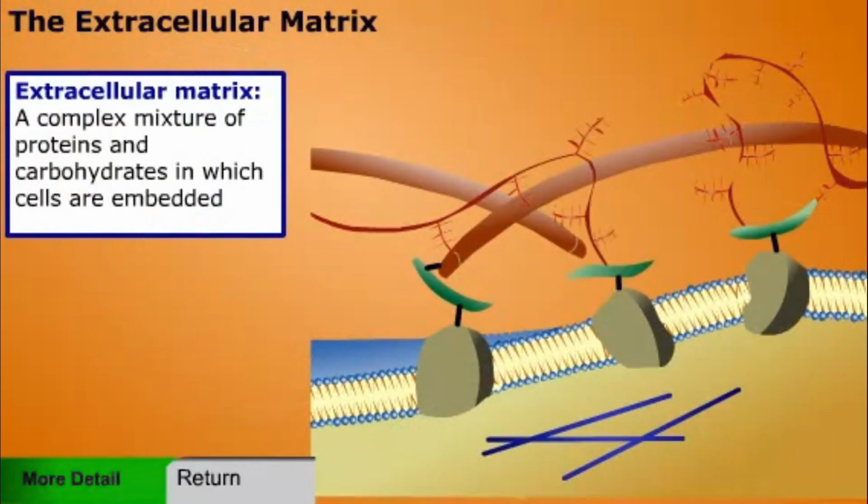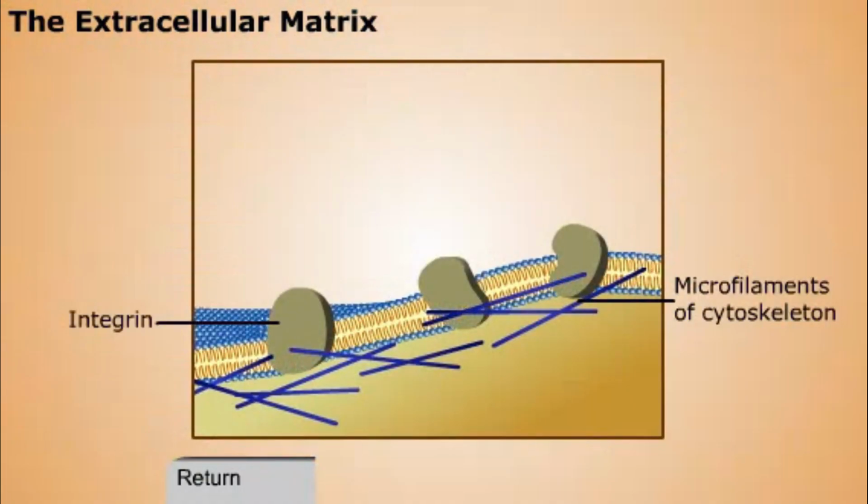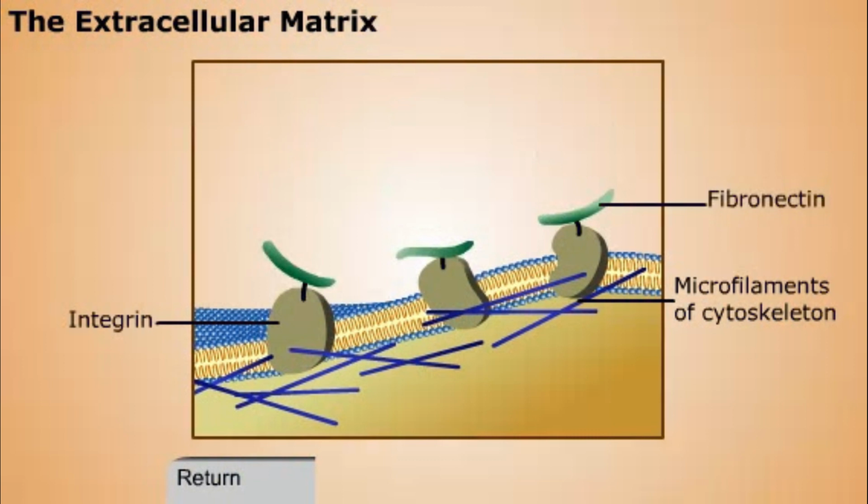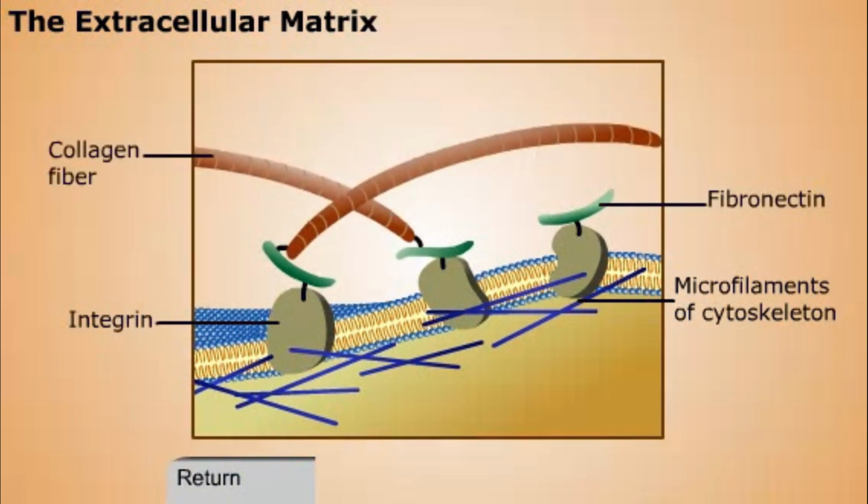Rough ER is part of a network of membranes adjacent to the nucleus. It contains ribosomes that synthesize proteins destined to be packaged inside organelles or released outside the cell. The extracellular matrix is a complex mixture of proteins and carbohydrates in which cells are embedded. Click More Detail to review the structure of the extracellular matrix.